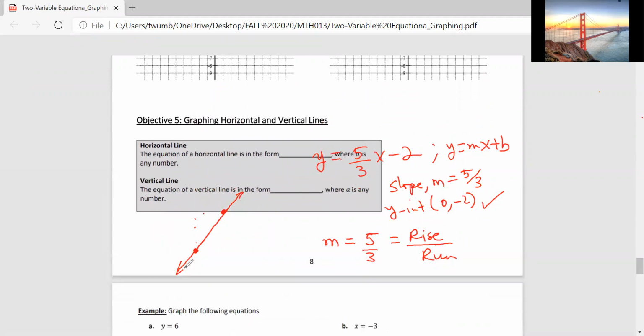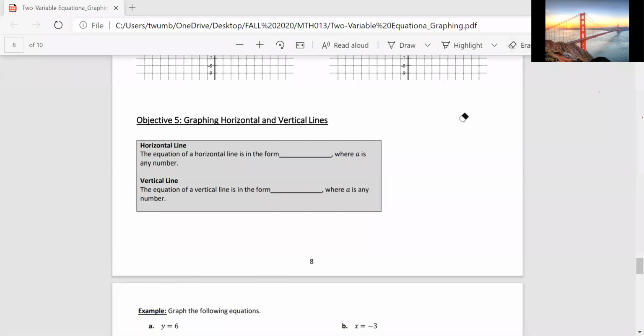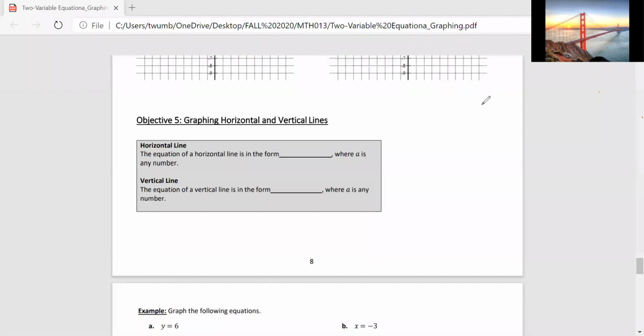Let's talk about this objective here. Let me try and clean up a little bit. Now in this objective, we're talking about graphing horizontal and vertical lines. By now, I believe you should know what a horizontal line is, what a vertical line is.